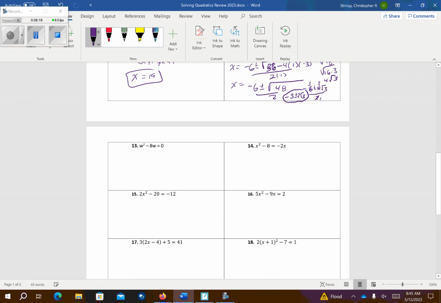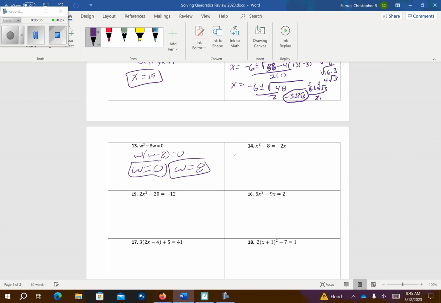Number 13, we don't have that c term, so I can factor a w out. So I get w and w minus 8. Set them both equal to 0, so you get w is equal to 0 and w is equal to positive 8. There's my 2 answers.